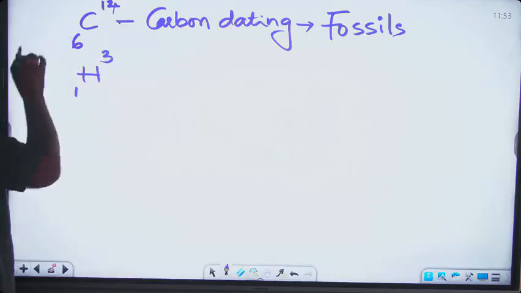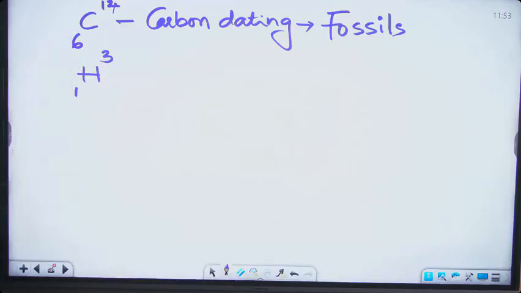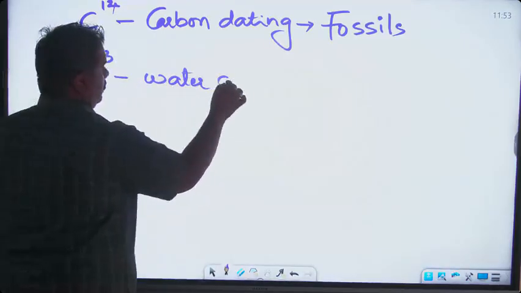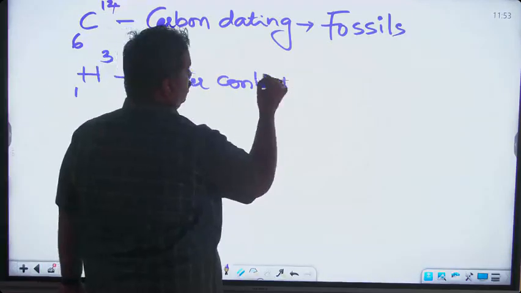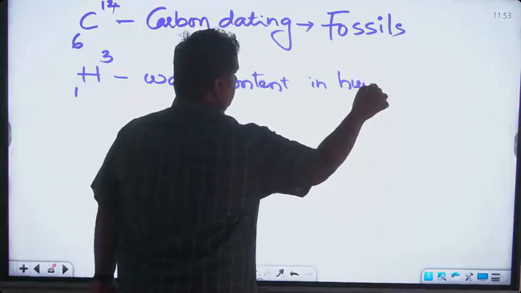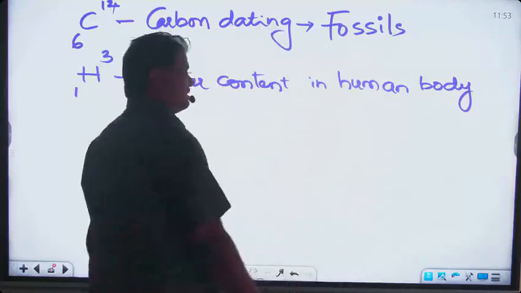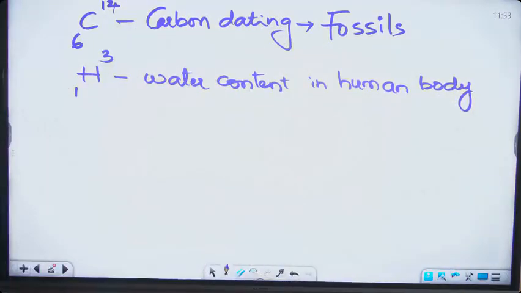Tritium, that is 1H3. Tritium is used to estimate water content in human body. To study and estimate how much water is there in our body, we use tritium. Tritium is used to estimate the water content in human body.